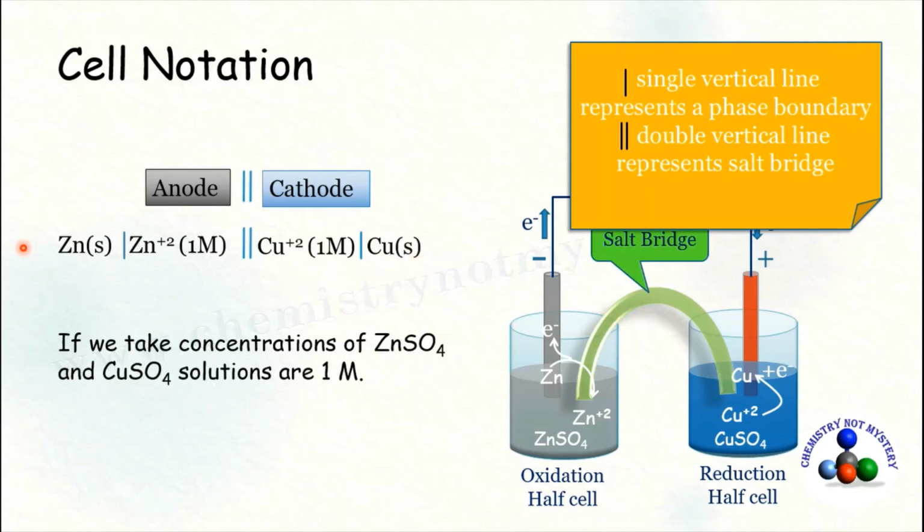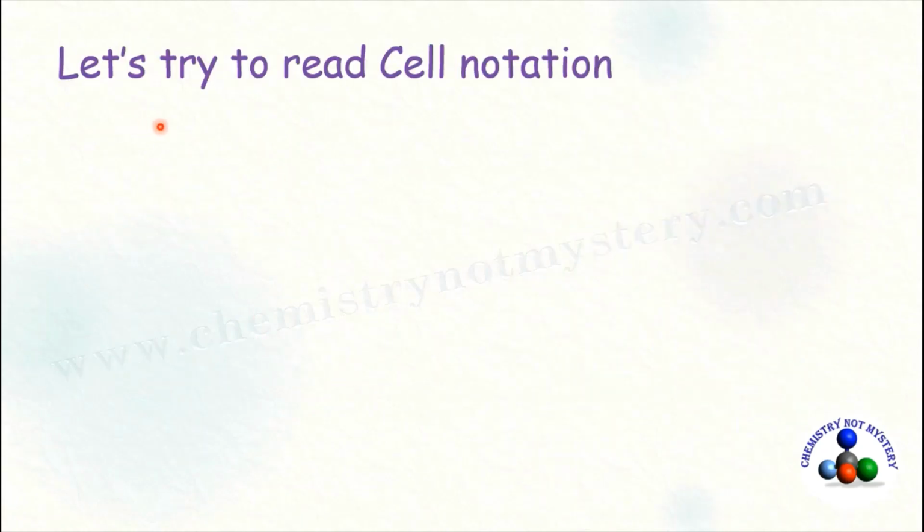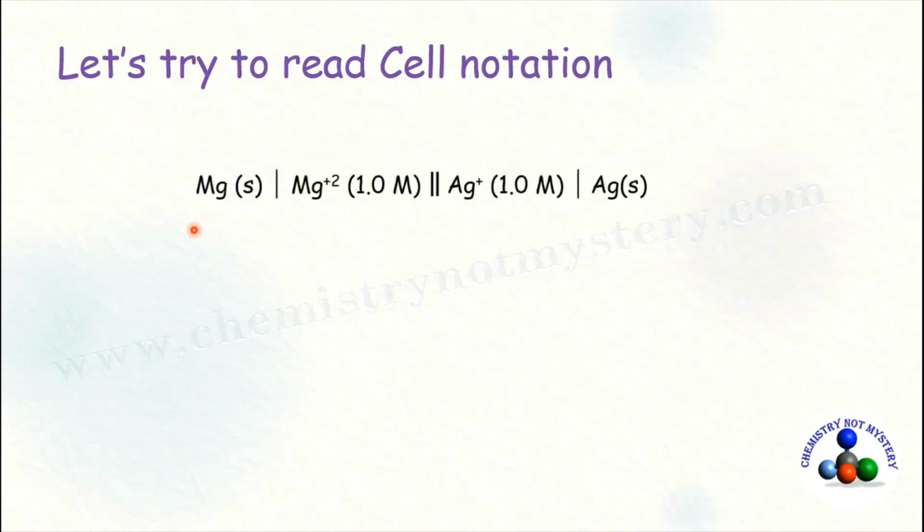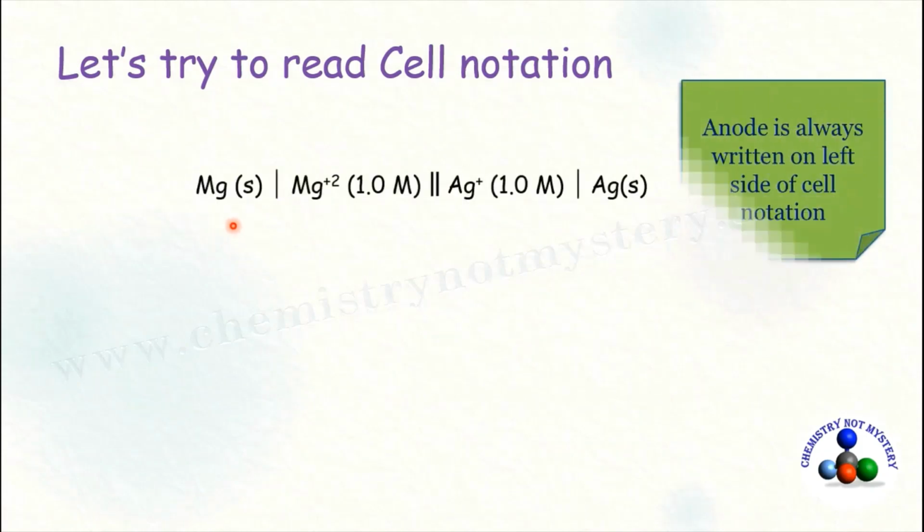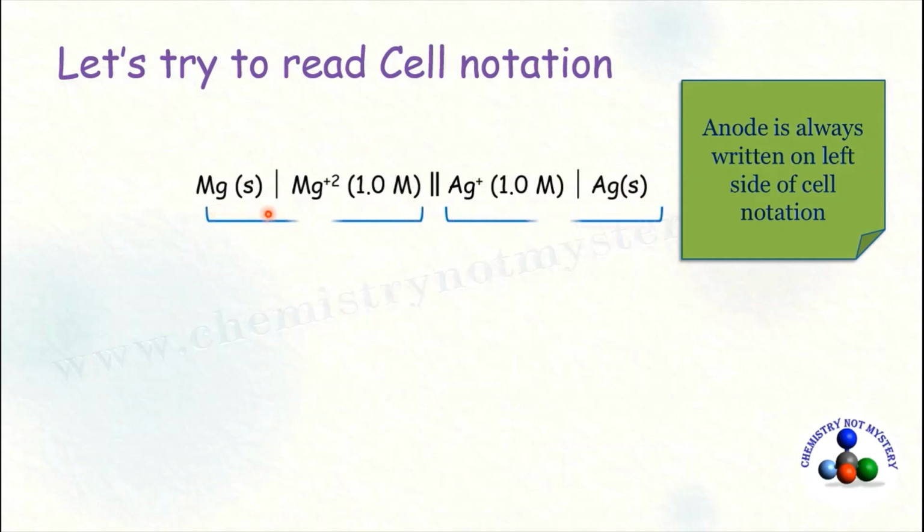Now this is the complete cell notation, which provides the information about electrode, electrolyte and their concentration as well. Now let's try to read the cell notation. As we have learned earlier, anode is always written on the left side of the cell notation and cathode is written on the right side of the cell notation. So this part is anode and this part gives the information about cathode.